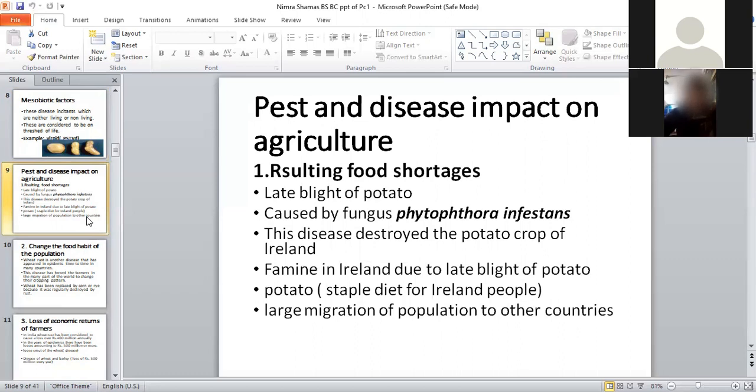This disease destroyed the crop of Ireland. We know that potato is the staple diet of the Irish people. So many people starved to death because of this late blight of potato disease, and a large mass of people migrated to other countries, such as the United States. So there was large damage to the people of Ireland because of this late blight of potato. Next slide.